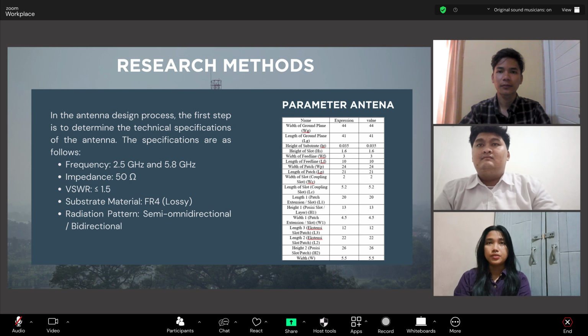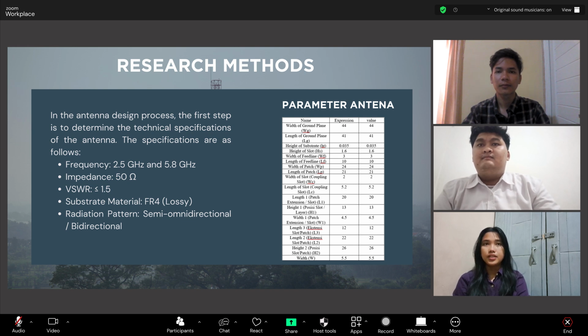So, in the antenna design process, the first step is to determine the technical specification of the antenna. The target operating frequencies are 2.5 GHz and 5.8 GHz. The desired input impedance is 50 ohms, with a maximum voltage standing wave ratio of 1.5. The antenna is designed using a lossy FR4 substrate, and it is expected to produce a semi-omnidirectional or bidirectional radiation pattern. So these are the parameters that we use to design the microstrip antenna with frequency 2.5 GHz and 5.8 GHz.